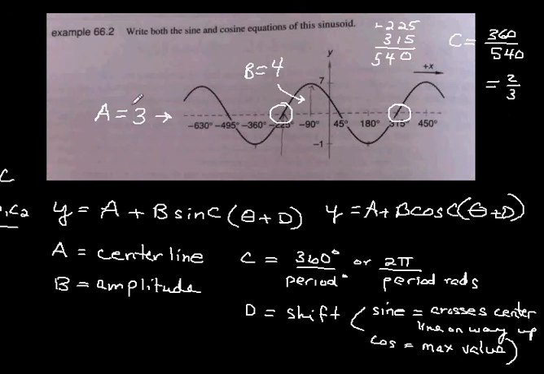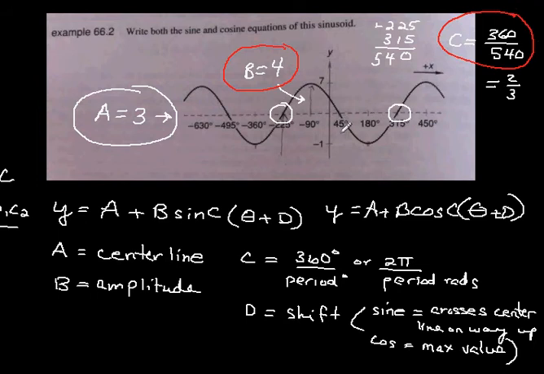So far we have our A is the center line. Our B is our amplitude. Our C is always 360 divided by the distance from crossing to where it starts a new curve. And if it's in radians, it's going to be 2 pi over the period in radians. So you can just convert those to degrees. So we have our C, and now all we need is our D.